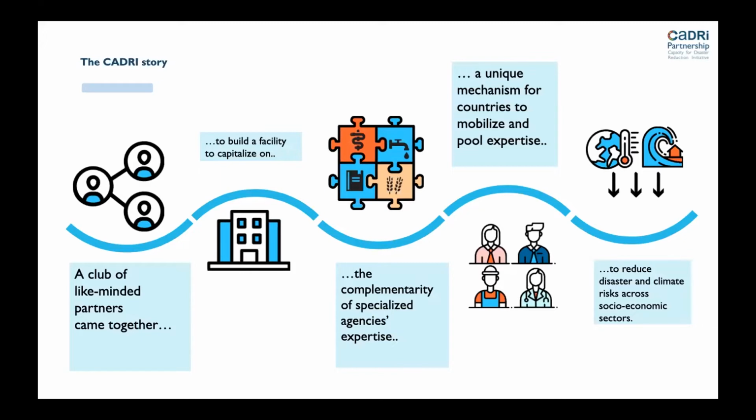So, a little bit of history on how the CADRI was set up and established. The CADRI is the result of several discussions and agreements undertaken by a group of directors from the different UN agencies and other external partners. The idea was to build a facility to capitalize on the complementarity of knowledge and practice of specialized agencies, funds, programs from the UN and other relevant partners that could bring their expertise from different sectors, such as the social sectors, the productive sectors, the infrastructure sectors, to reduce disaster risk and climate risks. Of course, the added value of the CADRI partnership lies in its complementarity and especially the ability to work across different sectors.